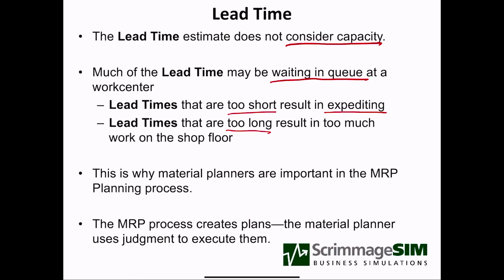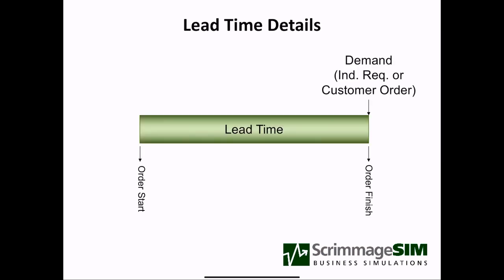This is one of the reasons material planners are important in the MRP planning process, to make adjustments in when to actually release production or purchase orders after the MRP planning process makes its recommendation. Again, the MRP planning process creates plans or recommendations. The material planner uses judgment to execute them. When we look at the lead times, the demand comes in either as independent requirements for the make-to-stock order environment or customer orders for the make-to-order environment.